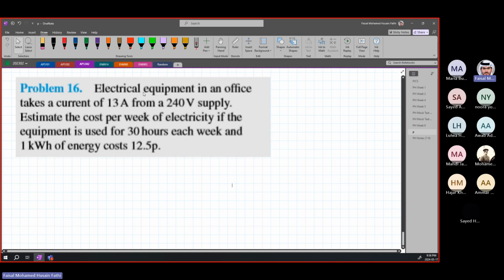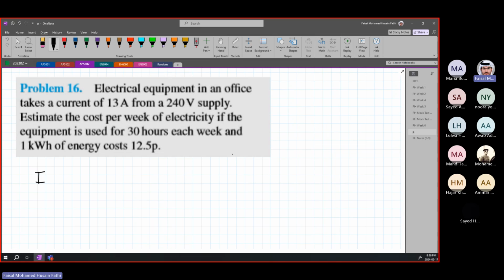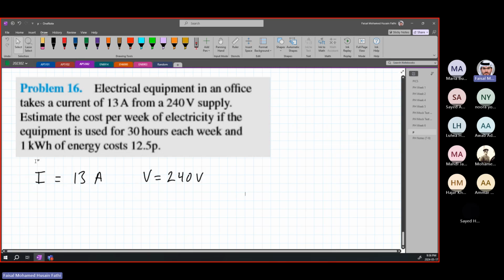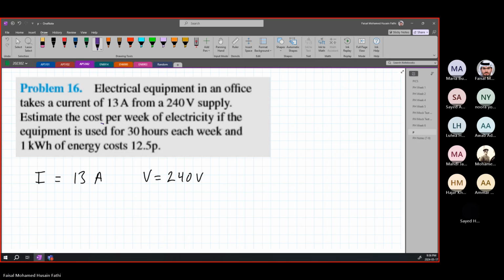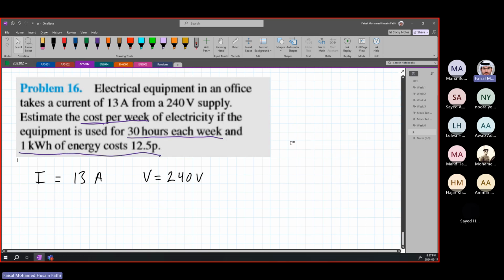So here, electrical equipment in an office takes current of 13 amps. So we have our current, which is 13 amperes, from a voltage supply of 240 volts. So 240 volts. Units are fine. And we are given I and V. We know we can find power. We can find our resistance if there is any. We can find all of that. The question says, estimate the cost per week of electricity if the equipment is used 30 hours each week. All right. And 1 kilowatt hour of energy costs 12.5 pennies.